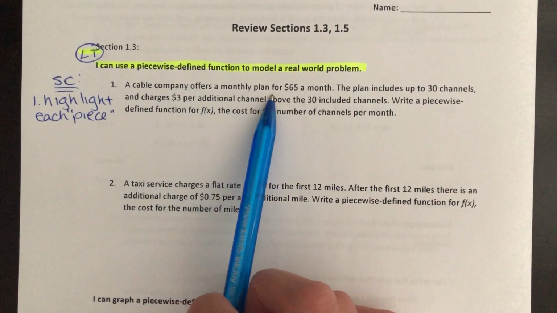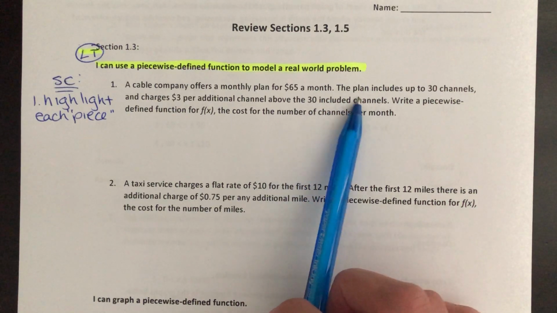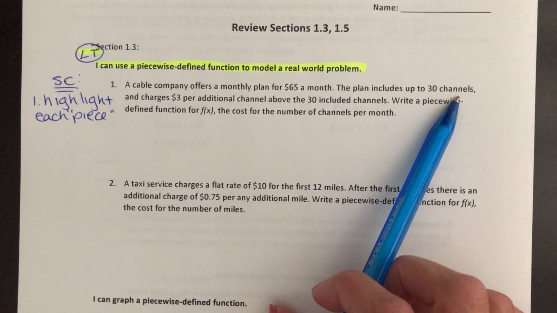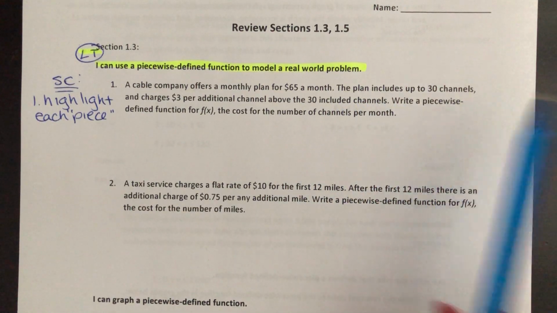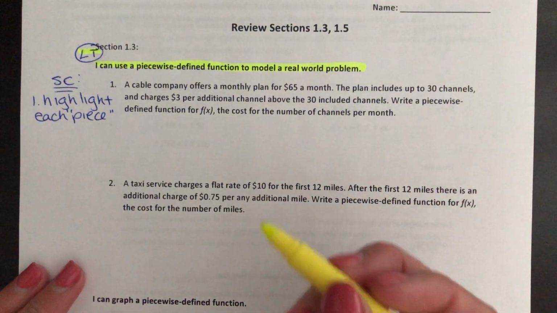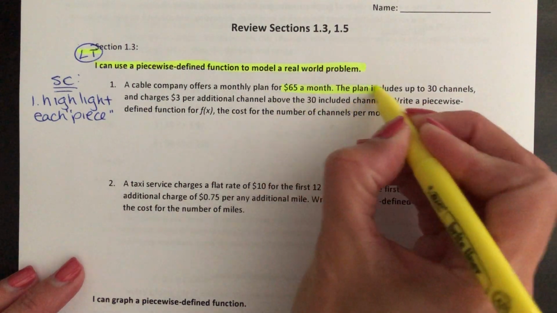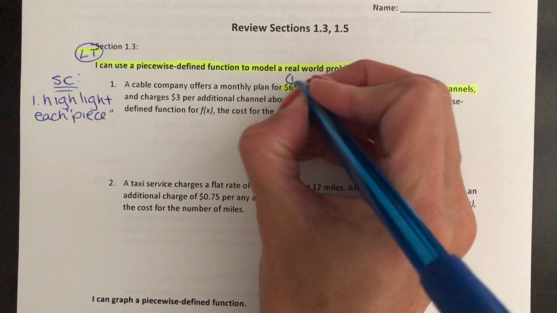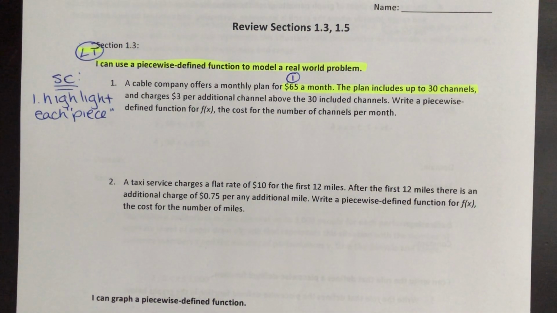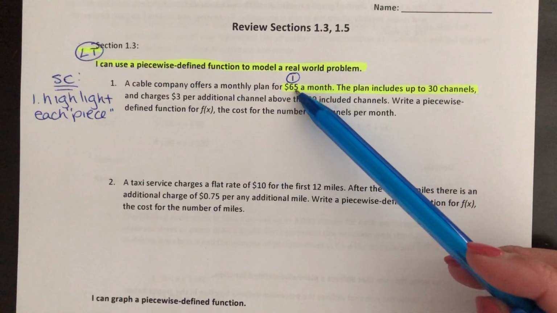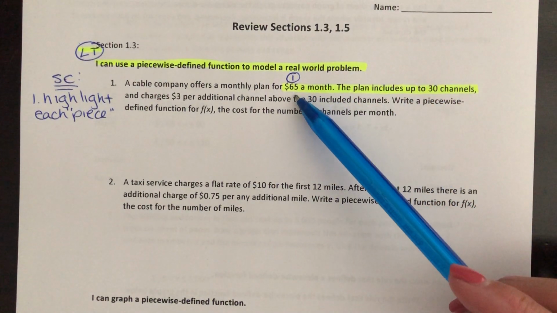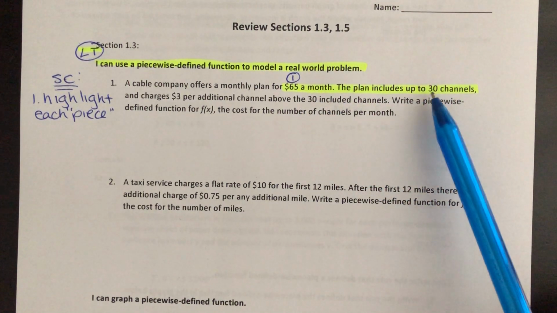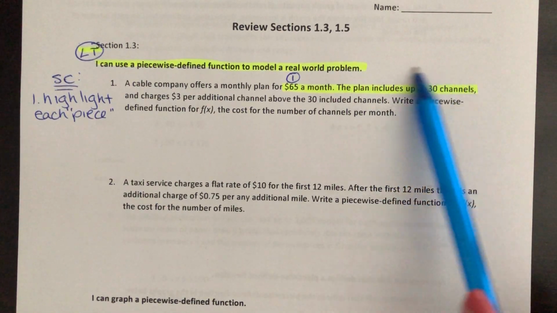So a cable company offers a monthly plan of $65 a month. The plan includes up to 30 channels. So right there I see that's my first scenario or my first piece. So I'm going to highlight that. $65 a month for 30 channels. So basically, it's going to cost me $65 each month. That amount is not going to change. It's just a flat rate, $65, as long as I stay from 0 to 30 channels here.